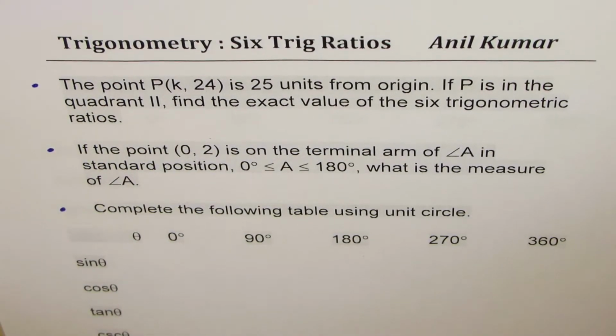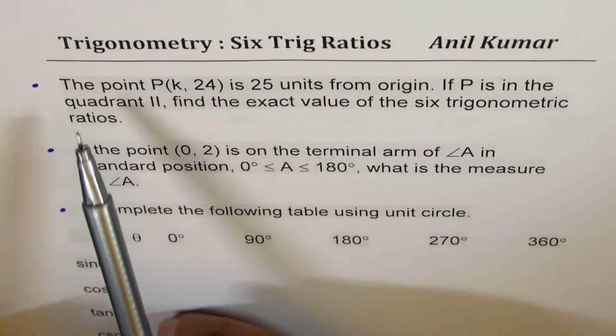I'm Anil Kumar sharing with you 3 test questions on 6 trigonometric ratios. That means sine, cosine, tan and their reciprocals cosecant, secant and cotangent. The questions which I'll discuss in this video are these.